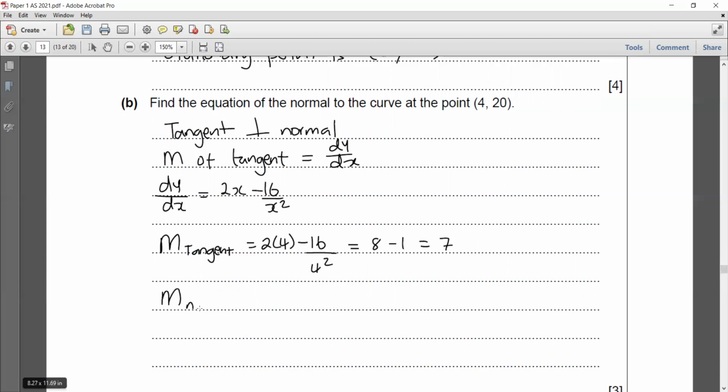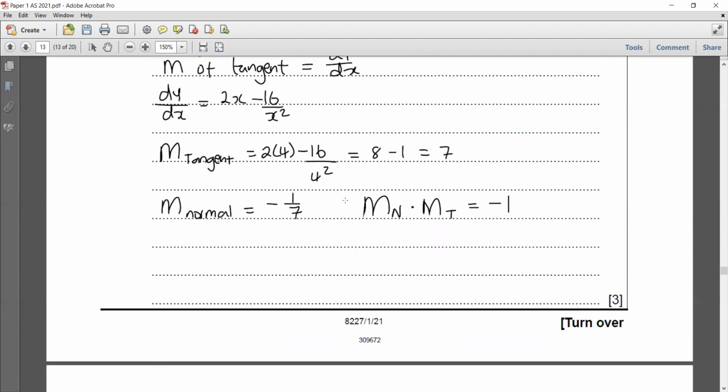Then the gradient of the normal is negative 1 over 7. So remember that the gradient of the normal times the gradient of the tangent, when I multiply them, I should get negative 1, or it is the negative reciprocal of that one. So now that I have the gradient, you can just substitute into the formula y is equal to mx plus c. What is my y? It's 20. What is my m? Negative 1 over 7. What is my x? It's 4. And then I solve for c.